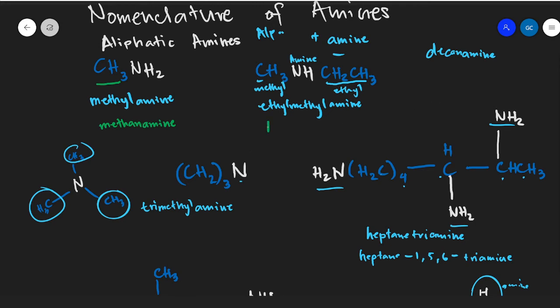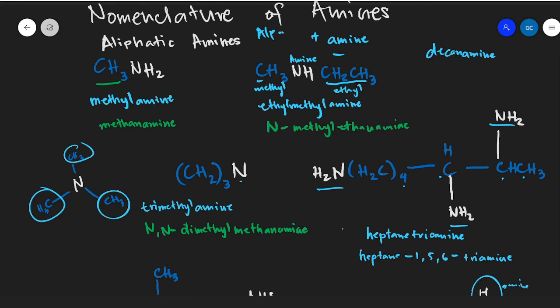So, ito yung isa sa mga example na pwede kong ibigay. So, this is actually what we call N-methyl ethanamine. And this one is what we call N,N-dimethyl methanamine. Okay. So may napansin ba kayo? So kung mapapansin nyo rito class, meron tayong ibang system na ginamit.